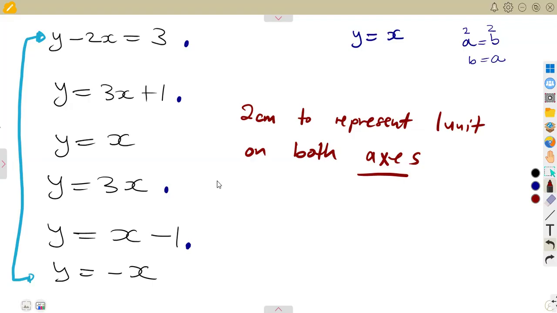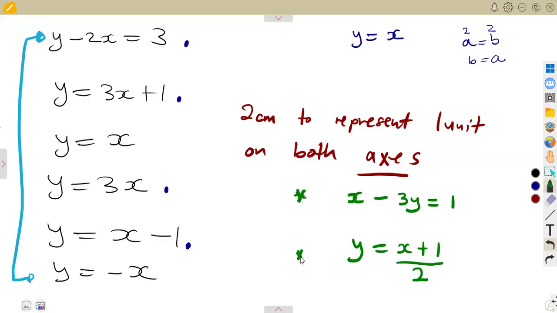All right, so let's try as many questions as we can. And on these ones, let's also add the last one, something that is mixed: x minus 3y is equal to 1. And also y is equal to x plus 1 over 2. Let us add something that is mixed. These are all straight lines. The highest power is only 1.